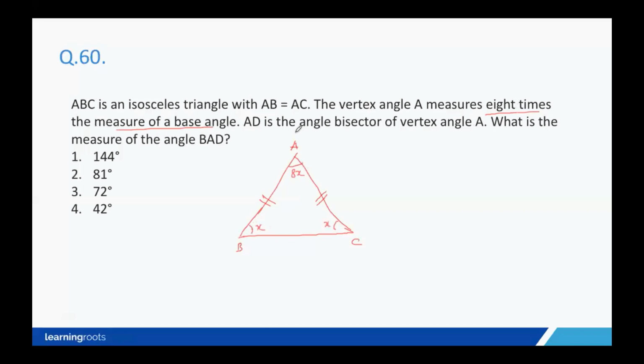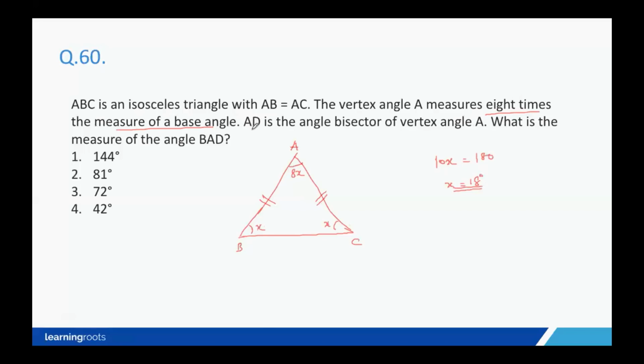It's also given that AD is the angle bisector of vertex angle A. Before proceeding to that, we know that this is 8x, this is x, and this is x. So the total of the angles is 10x in this triangle. And we know that the sum of the angles will be 180. So x is equal to 18 degrees. So this is 18, this is 18, and this is 8 into 18.